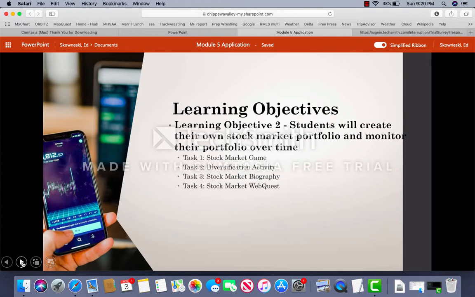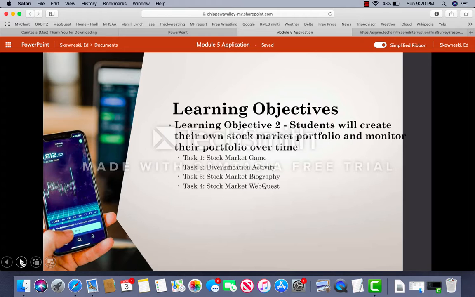My second learning objective is that students will create their own stock market portfolio and monitor their portfolio over time. In order to do this, students will have 4 different tasks. First, we'll be playing the stock market game, which is a simulation game where students get $100,000 to invest and have to invest in different companies and monitor those stocks throughout an 8-week program.